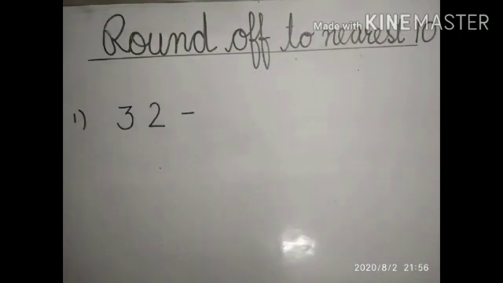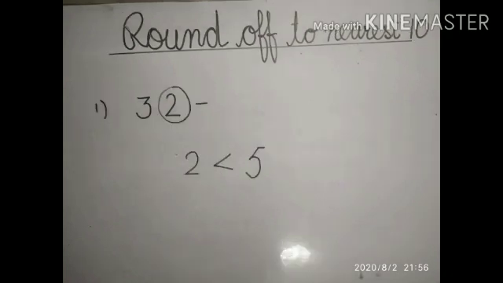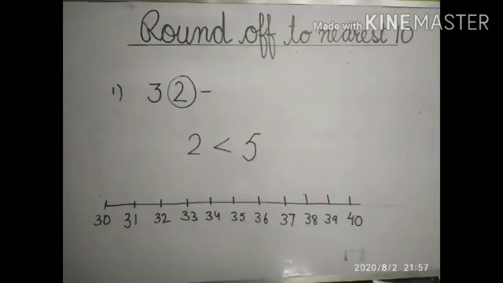In this example, we will round off 32 to the nearest 10. For this, we have to consider the ones place. Here at ones place, 2 is there. So, we will compare 2 with 5. Now we can see that 2 is smaller than 5. So, if the number is smaller than 5, we have to round it down to the nearest 10.